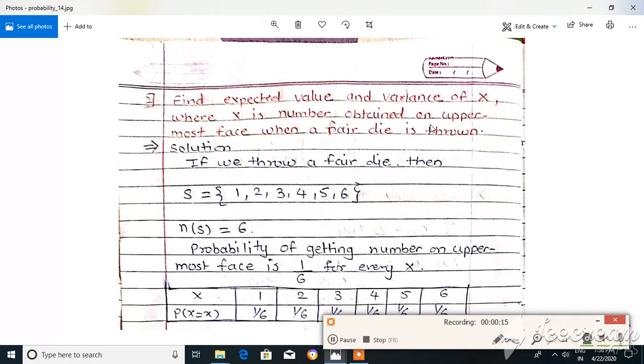So here is the second problem where we have to find the expected value and variance of X, where X is the number obtained on the uppermost face when a fair die is thrown. Now everybody knows a fair die has 6 faces. So here I wrote S equals 1, 2, 3, 4, 5, 6, 6 points in the sample space. Therefore n(S) equals 6, and the probability of getting a number on the uppermost face is 1 by 6 for every x. So I wrote here the PMF for X.